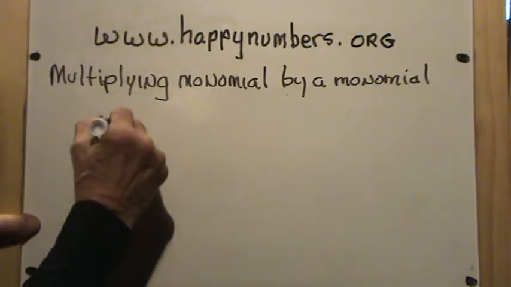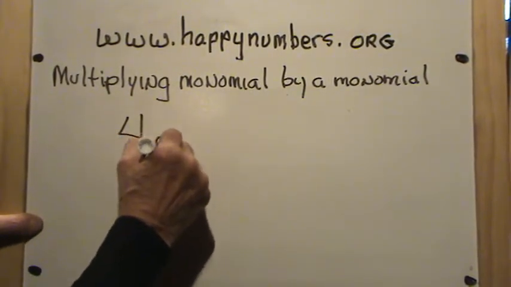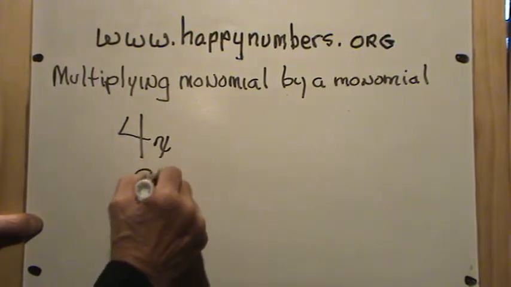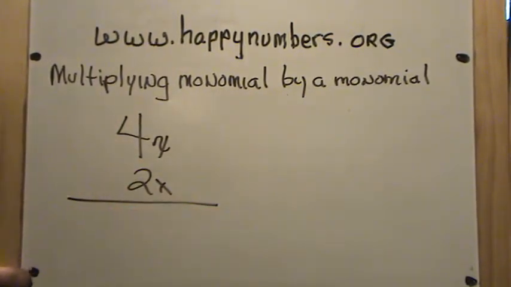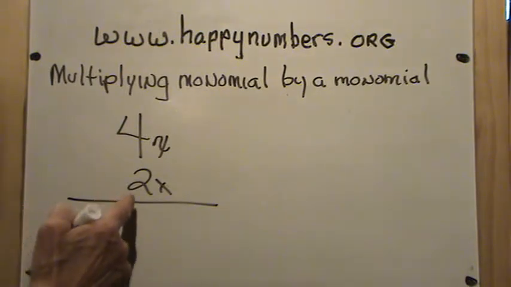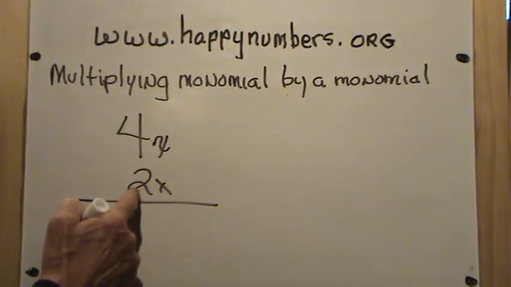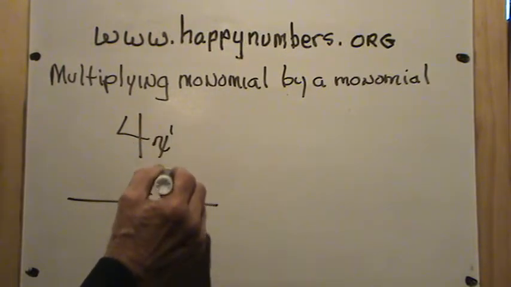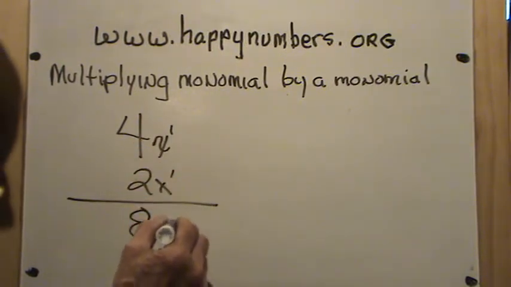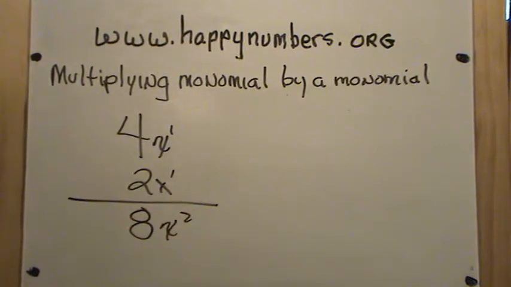Let's take a look at this. 4x, sometimes you'll see the problem like this, 2x. This is multiplication. Well, this is a pretty simple problem. We multiply the coefficients. 2 times 4 is 8. And we know we have x to the first and x to the first gives us x squared.